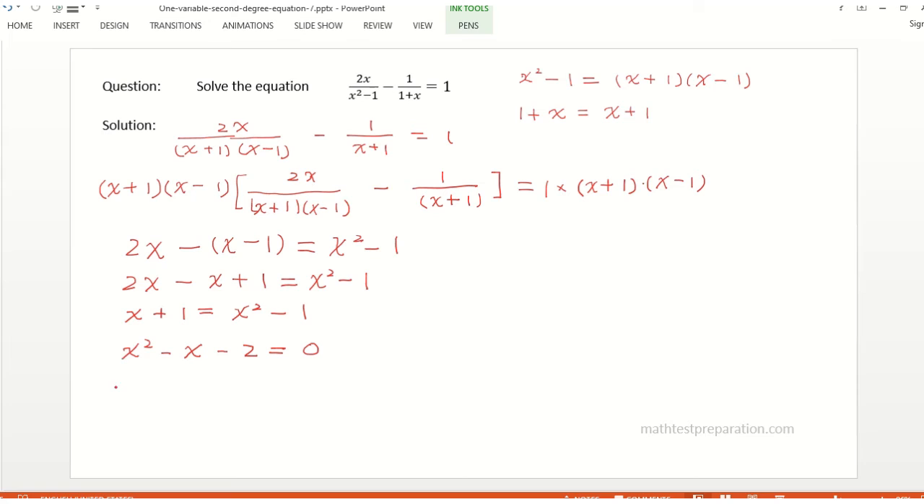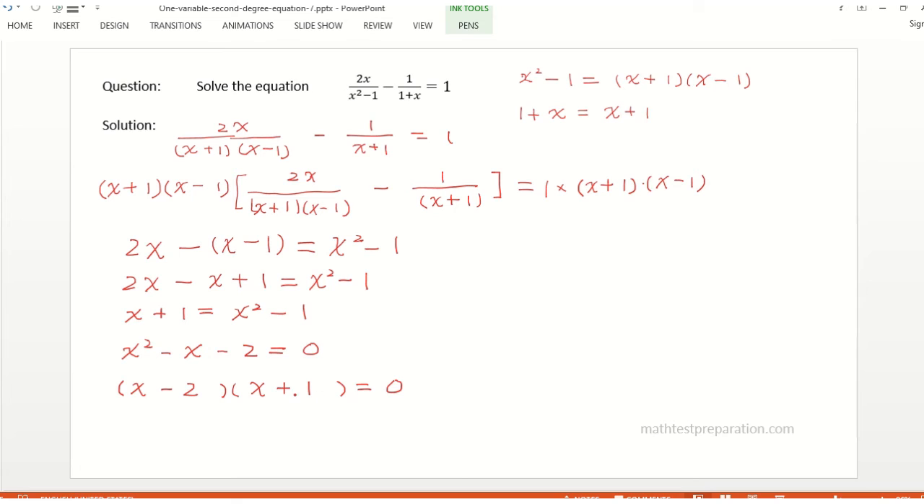Now we need to factor this. X because this is a negative 2, so subtract 2 plus 1. X plus x is x squared. Negative 2 multiply positive 1 equals to negative 2. Negative 2x plus positive 1x equals to negative 1x.